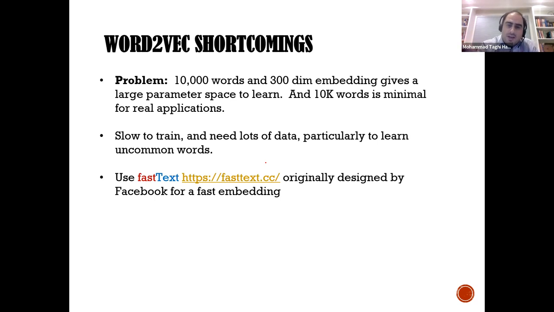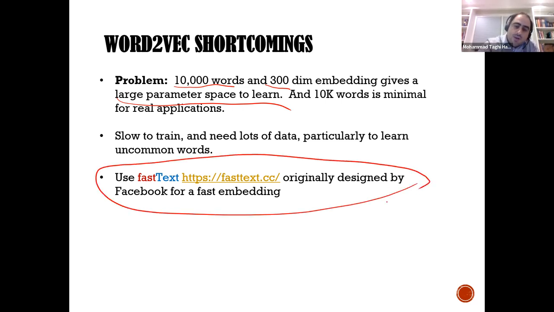All of these things that I have mentioned, especially skip gram, you have 10,000 words and 300 dimensions, which gives a very large space to learn. And there are applications with many more words than 10K, so the training can actually take a lot of time. However, for everything that I have mentioned, you can just use the state of the art, which is called fastText. It was originally designed by Facebook, and now it is open source. You only need to learn to use fastText, which is very easy, to get this embedding. It optimizes all the parameters for you, and is very fast, etc.